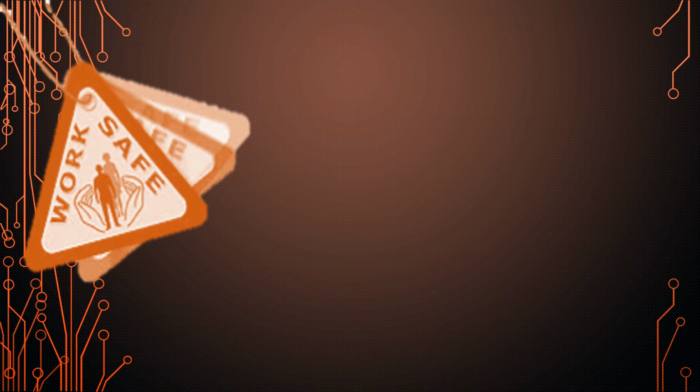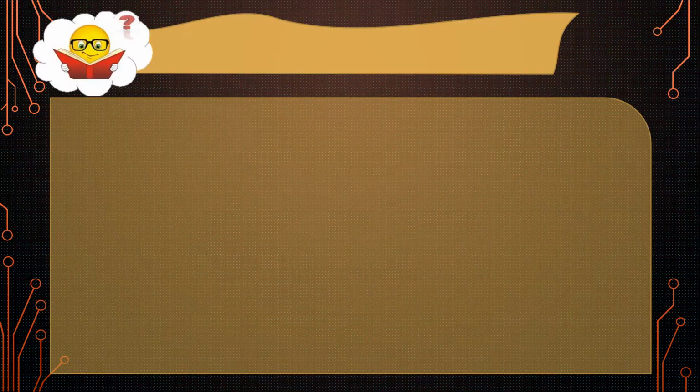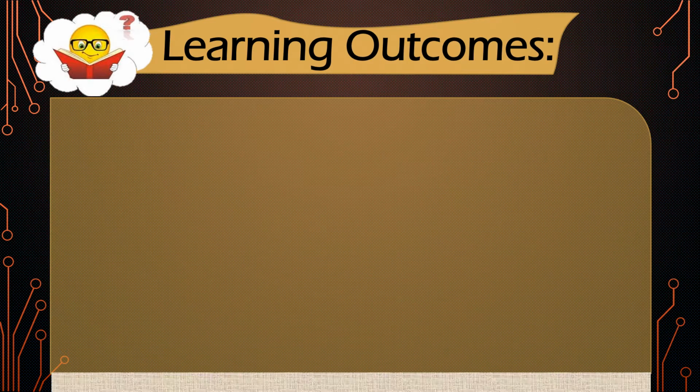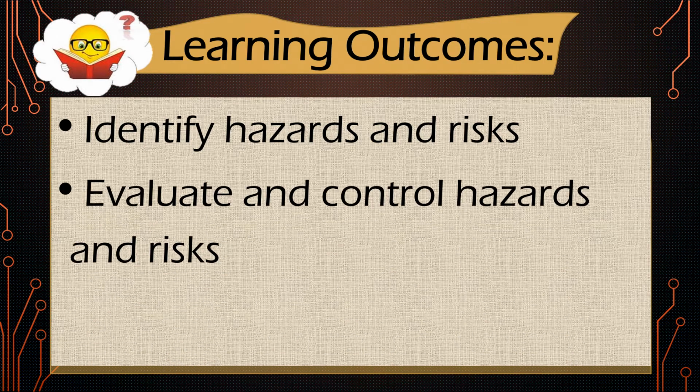Now we are going to talk about practice occupational health and safety procedures. At the end of the lesson, you are expected to identify hazards and risks and evaluate and control hazards and risks.